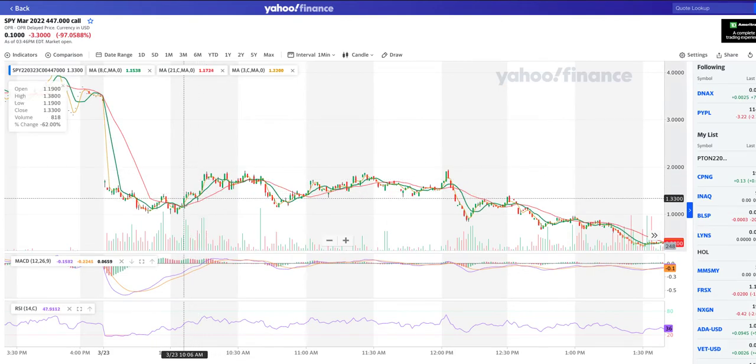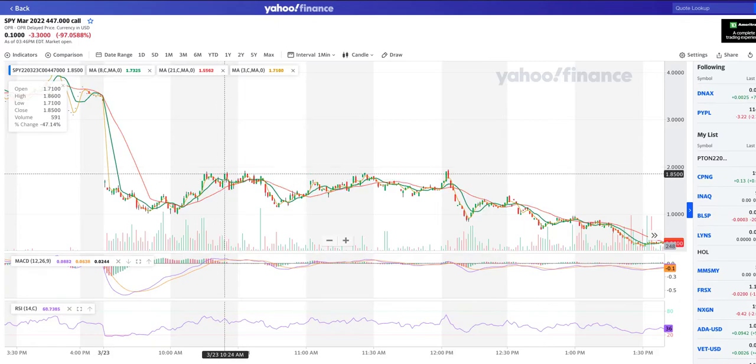And this is what these are called. It goes up, it pulls back. It goes up, it pulls back.